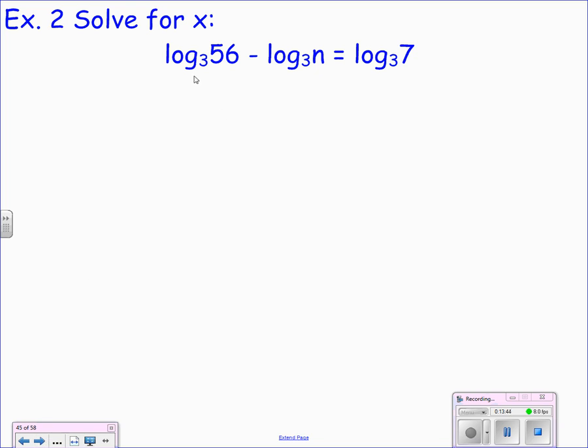So all these logs have the same base, which is nice, but first I need to make the 2 on the left side become 1, and there's a subtraction sign in between, so that means my arguments have to divide. So that means log base 3 of 56 over n is equal to log base 3 of 7.